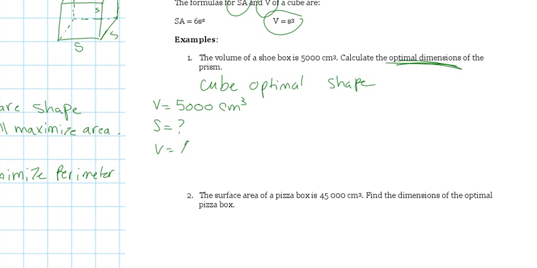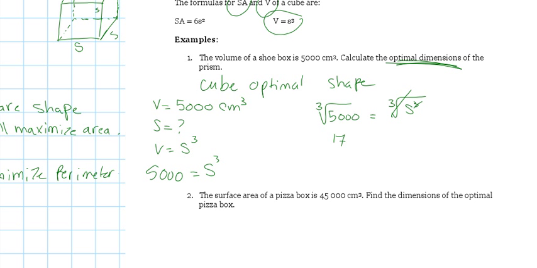And then what am I going to plug in for the V? 5,000. Now, I'm looking for S. How can I isolate for S? What is it called? Cube root. Because to get rid of a cube, you cube root. Okay? So taking the cube root of both sides cancels the cube. So what do you get? 17.1 centimeter.